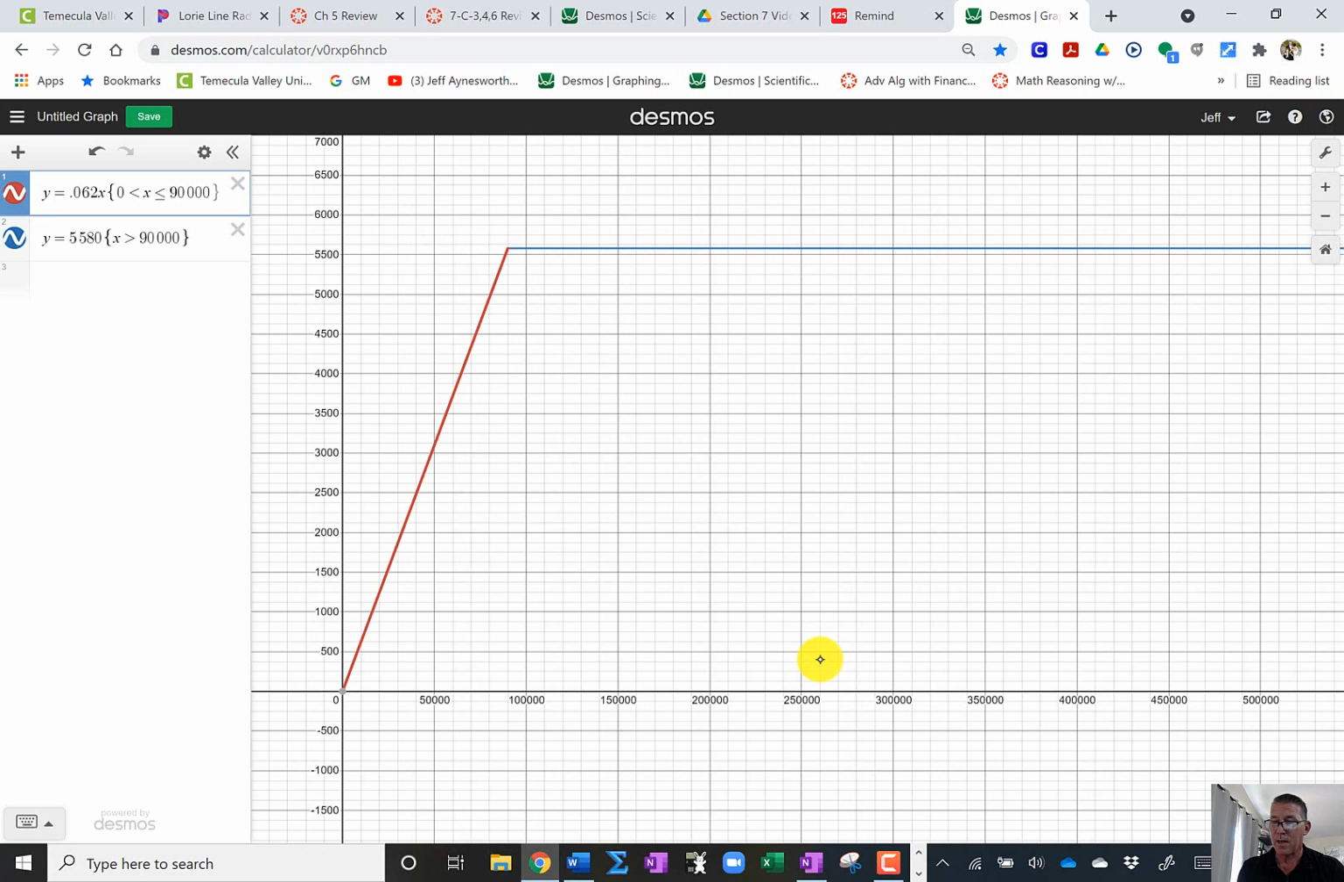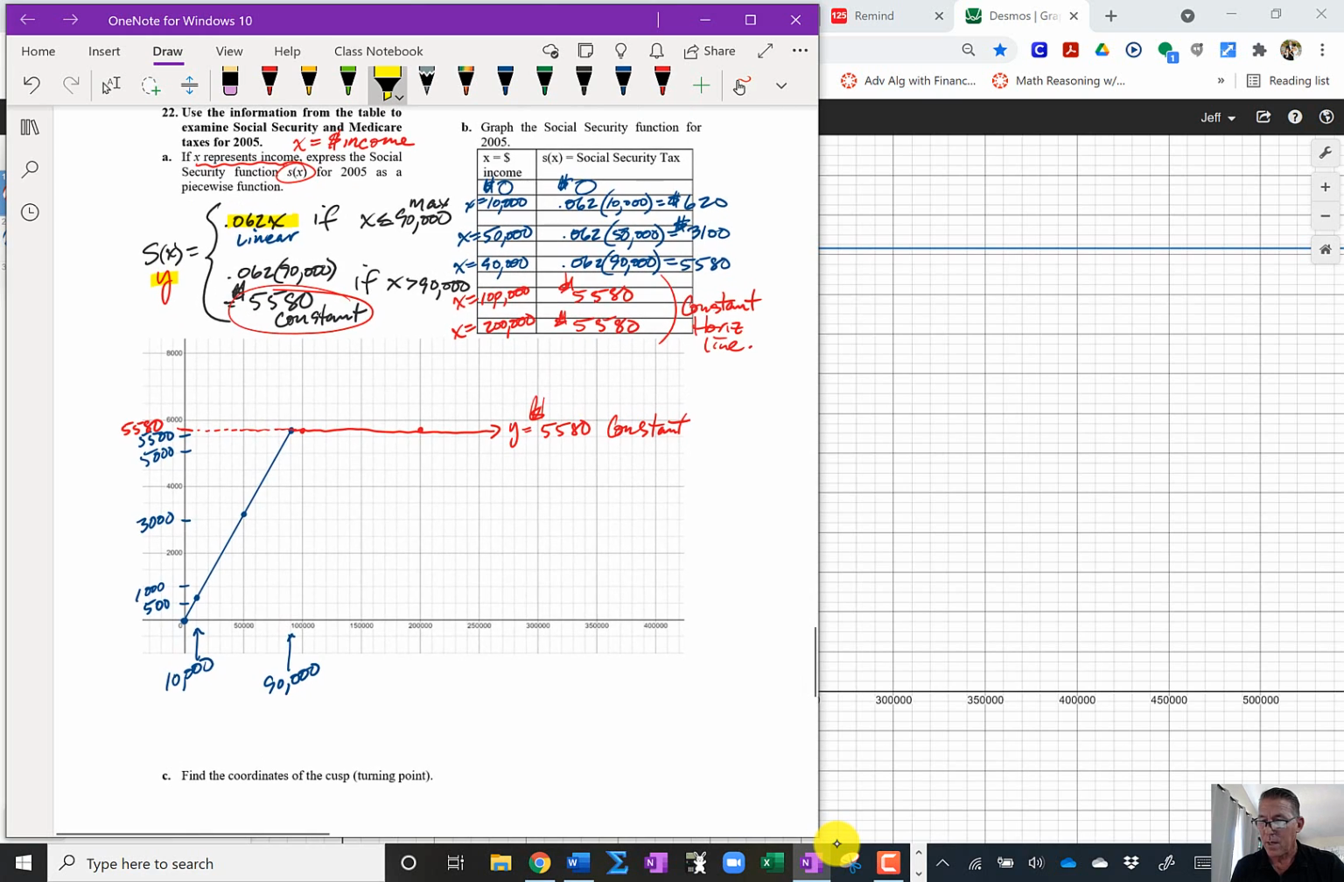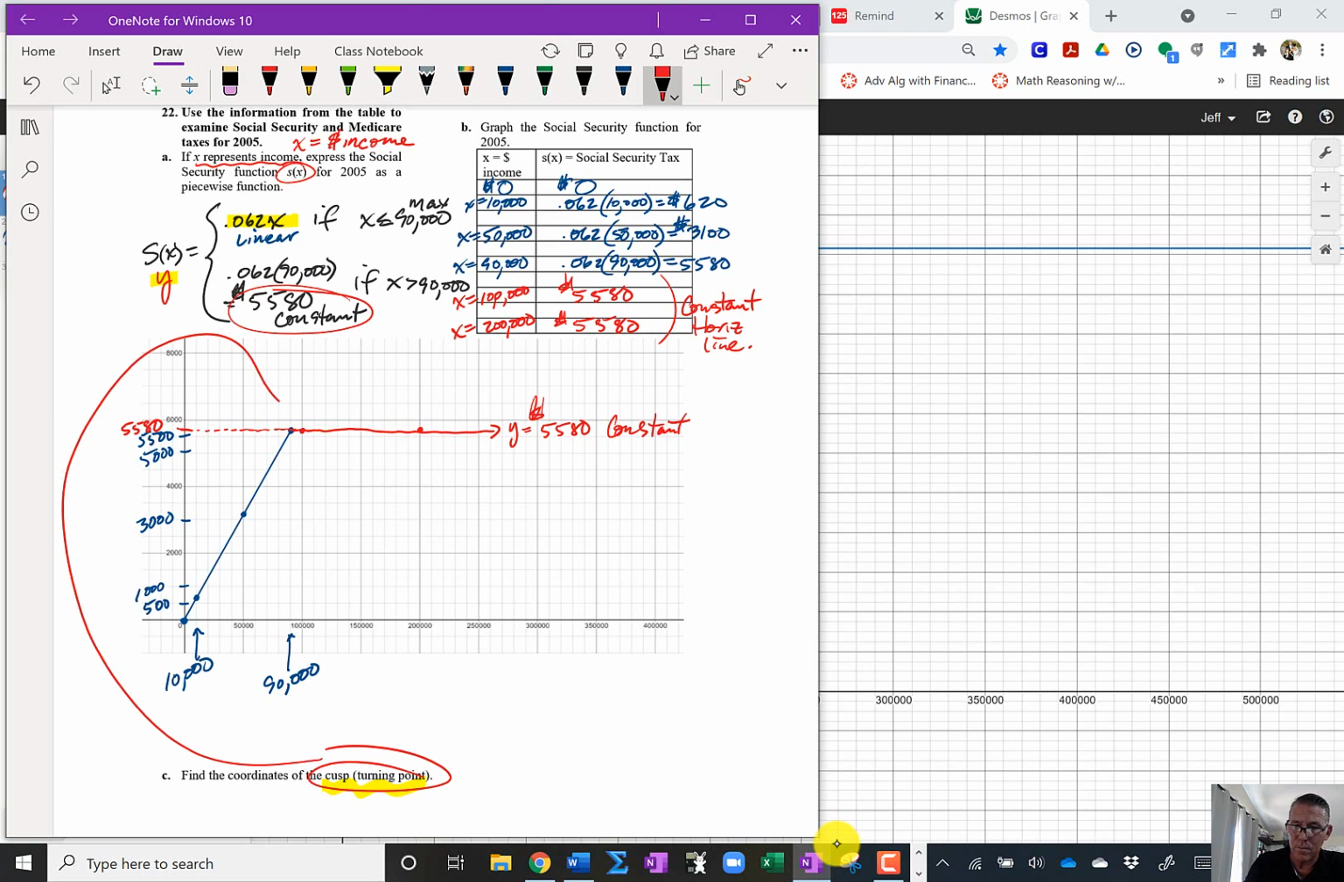So when the income's 90,000, your max taxable income right here is $5,580. There's your cusp, or the turning point. At that point, the function becomes horizontal, and that represents a constant linear function because Social Security will not increase after the 90,000. It is constant, and constant functions always look horizontal.